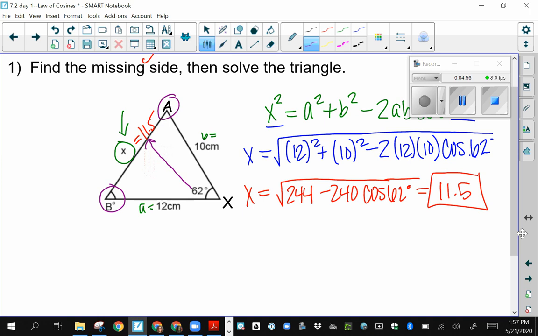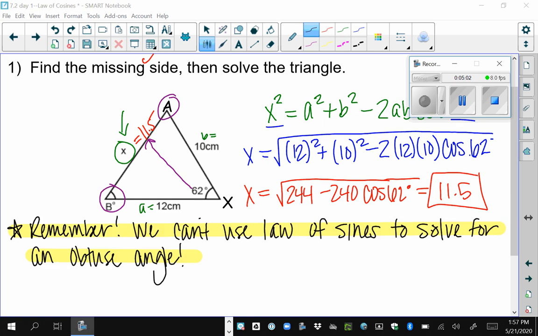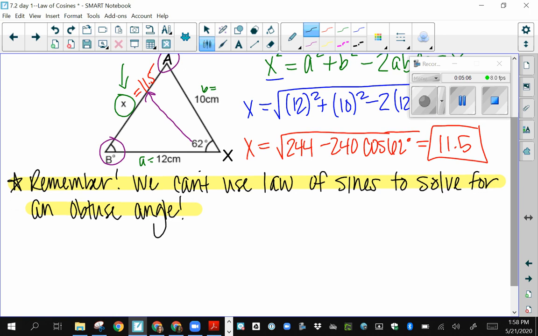Now, I want you to be wise about what angle you are choosing, and that is because law of sines has some restrictions. I'm going to write them down. There we go. We do not want to use law of sines to solve for an obtuse angle. We can't. It has to do with the range. I talked about this in a previous video. It has to do with the range of inverse sine. We won't be able to get an obtuse angle for that. The range of inverse sine is negative 90 degrees to 90 degrees. So we won't be able to get an obtuse angle.